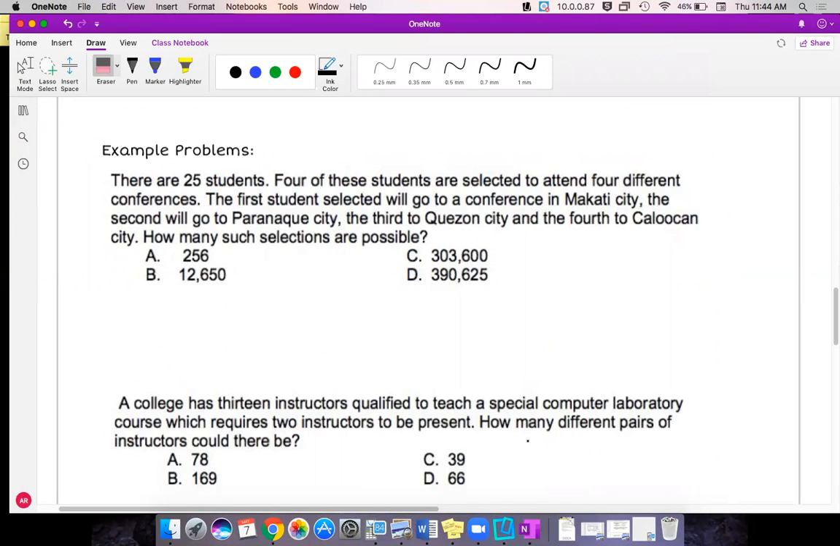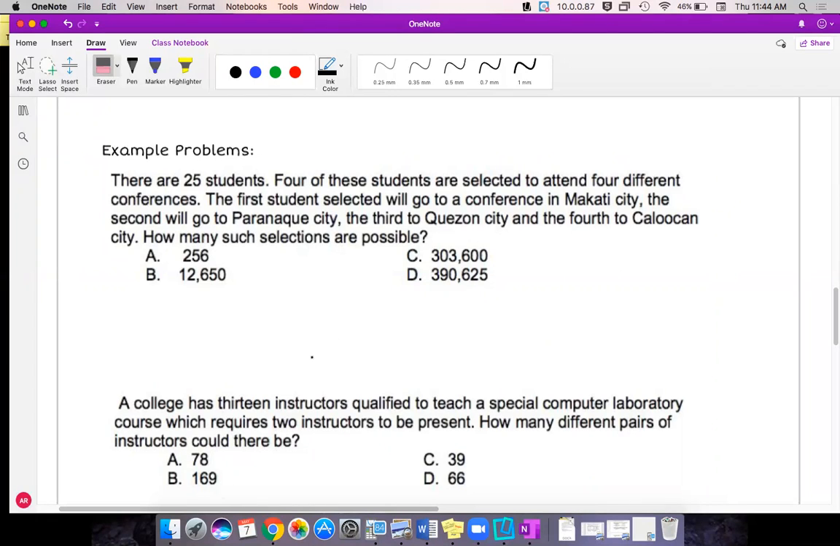So the first example, it says there are 25 students. 4 of these students are selected to attend 4 different conferences. The first student selected will go to a conference in Makati City. The second will go to Parañaque City. The third to Quezon City, and the fourth to Caloocan City. I bet you guys enjoyed the way I just said that. How many selections are possible?